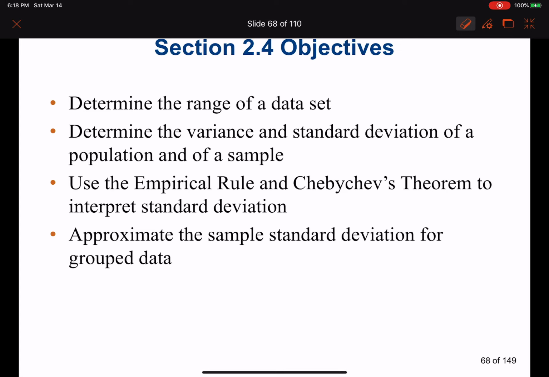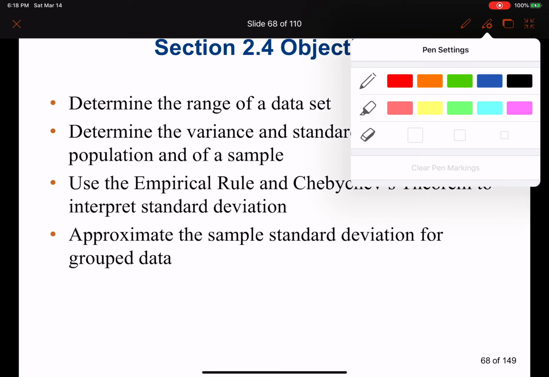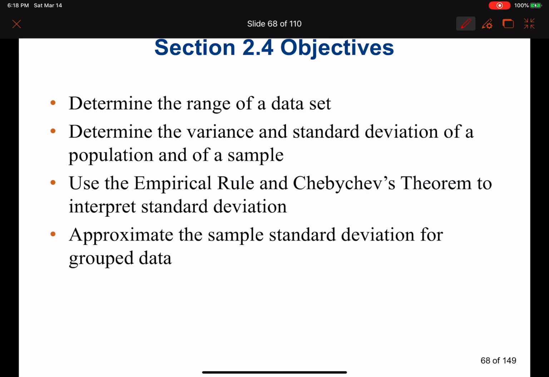So we are going to cover the range of a data set, and the variance and standard deviation of the population and of a sample. We're going to cover the empirical rule, skip Chebyshev, and we're going to drop sample standard deviation for grouped data.